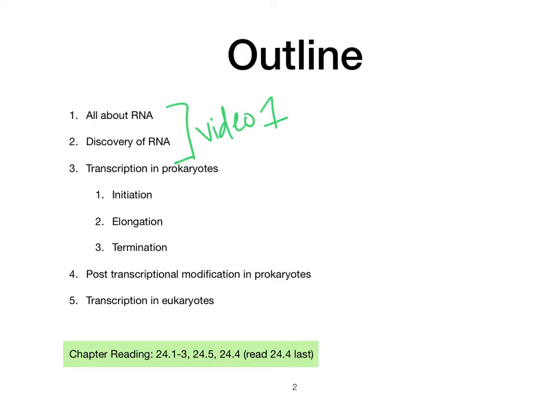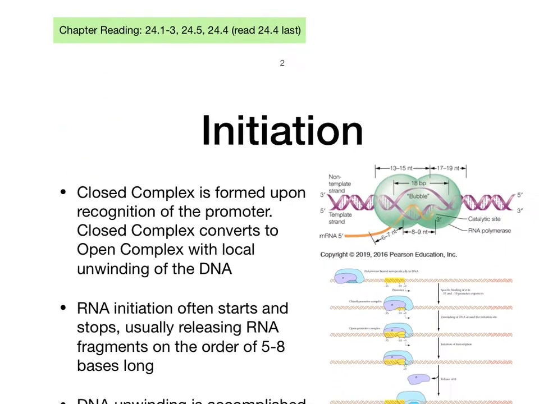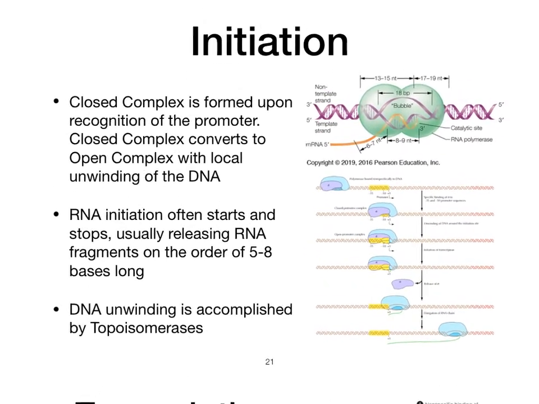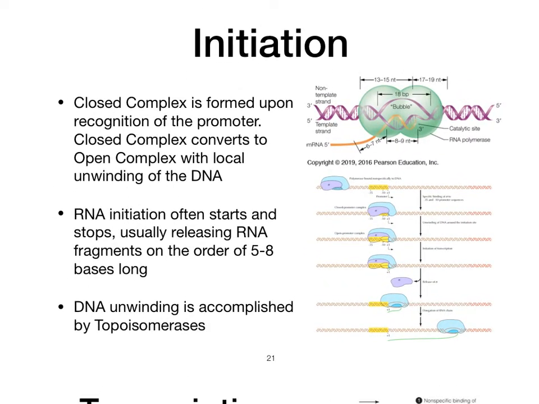And right now we're going to talk about transcription in prokaryotic cells. We're going to begin with initiation, talk about elongation, termination, and then we'll continue our discussion. Initiation discusses how this all begins. The closed complex is formed upon the recognition of the promoter. If you remember, our promoter is composed of 2 regions, the -10 and the -35. The sigma subunit begins to combine, it identifies a promoter, and then it begins to assemble the complex.